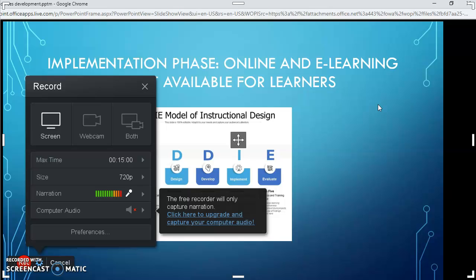In the implementation phase, we will be discussing how the content will be delivered. Again, we'll be utilizing online and e-learning hybrid format, which will also be available for the learners, utilizing again the ADDIE model of instructional design.